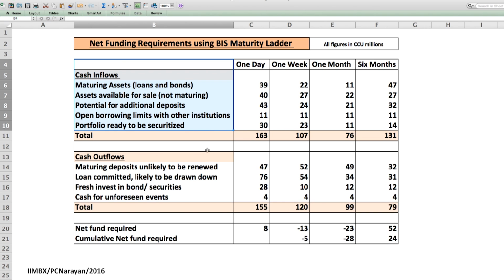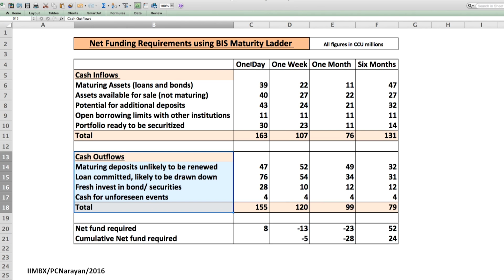Now, if you look at the cash outflows for this particular institution, maturing deposits unlikely to be renewed, which means that will be a cash outflow. Loans that have been committed, which are likely to be drawn down by the borrowers. Fresh investments in bonds and securities that the institution would like to make, and setting aside some cash for unforeseen events. So these are the cash outflow items that we have considered. There could be other items of cash outflow, just like there could be other items of cash inflow.